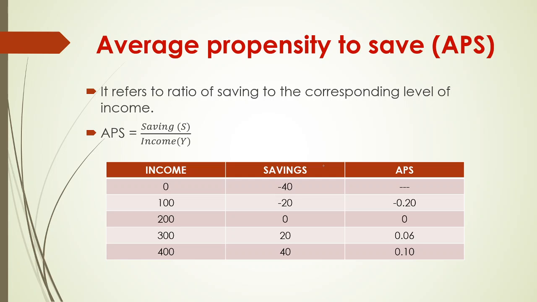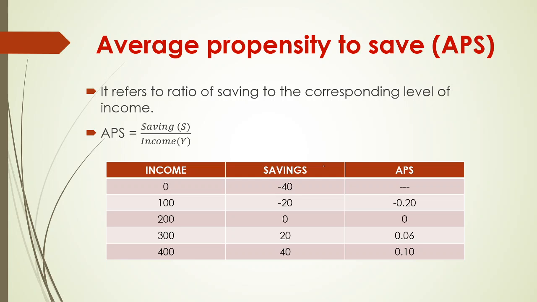So APS, average propensity to save, is the ratio of saving to the corresponding level of income. Here APS is equal to saving by income, S by Y. So in order to get APS, we have to divide saving by income. So this is the table which will make the concept of APS clear.